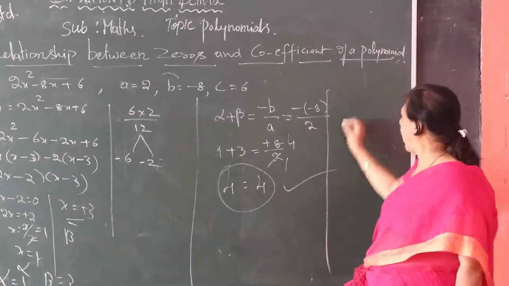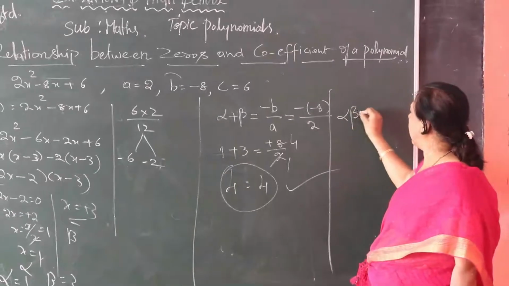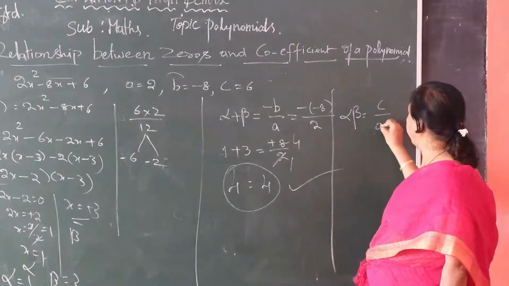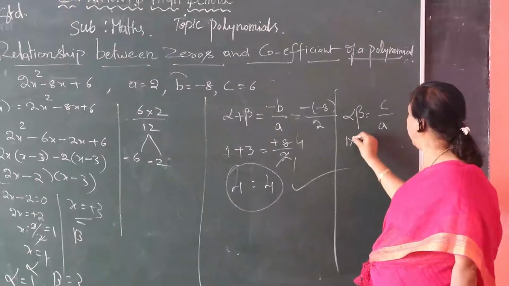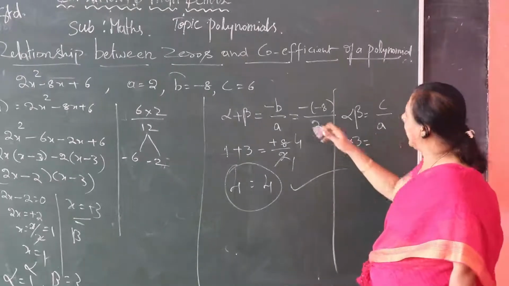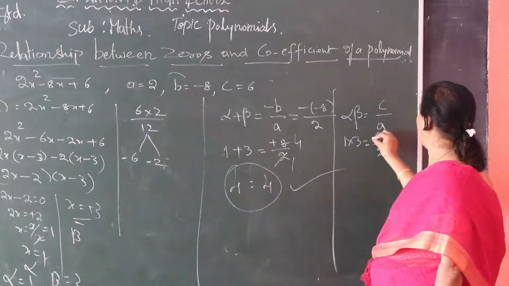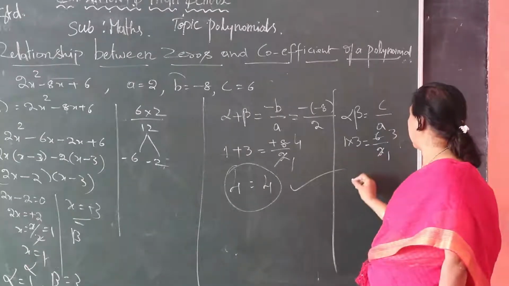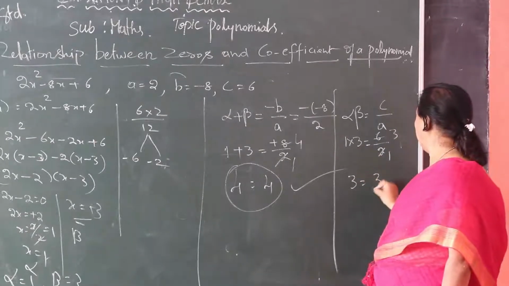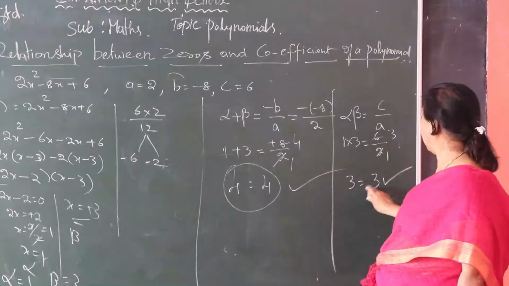Now you go for the product. Alpha beta is equal to C by A. Alpha 1 into 3 is equal to, what is C? 6. What is A? 2. 2 1s are 2, 3 1s are 3, so 6 by 2 is equal to 3. Both are correct. 3 is equal to 3.